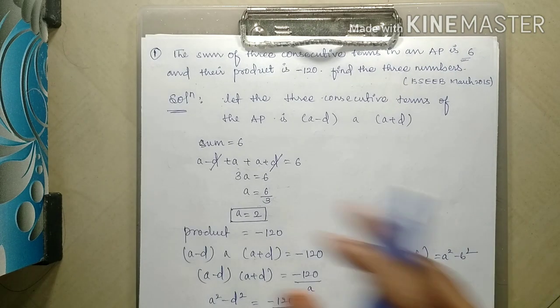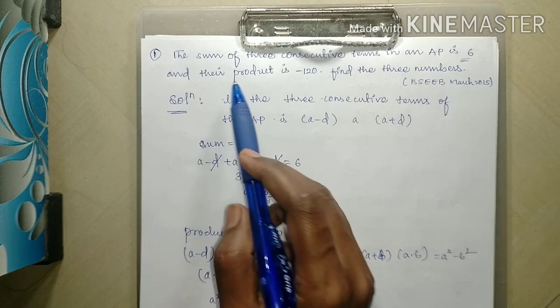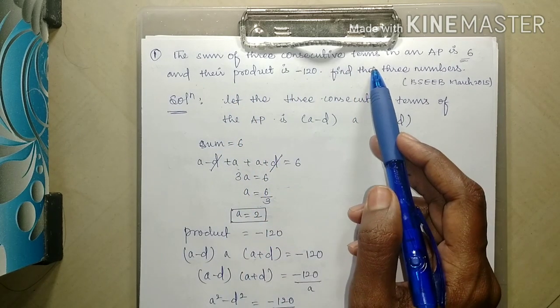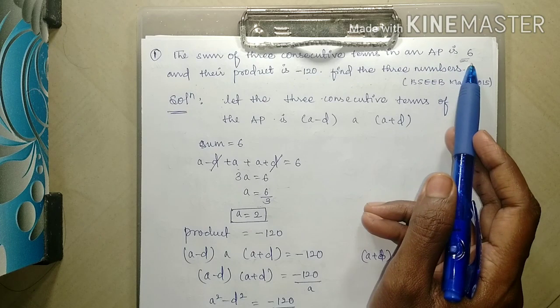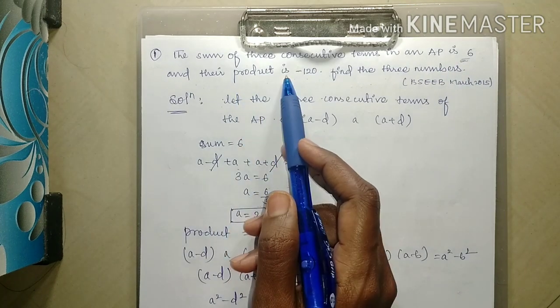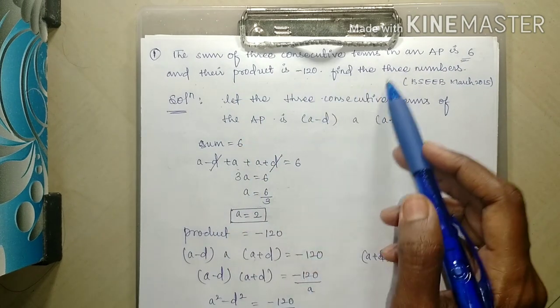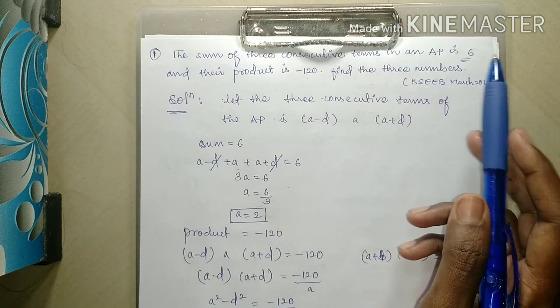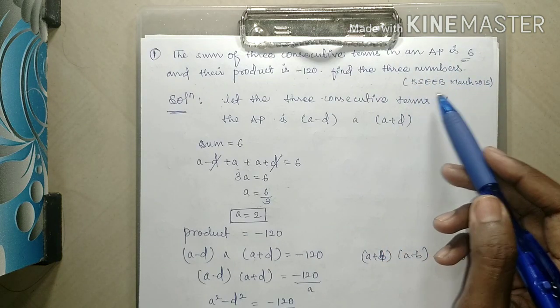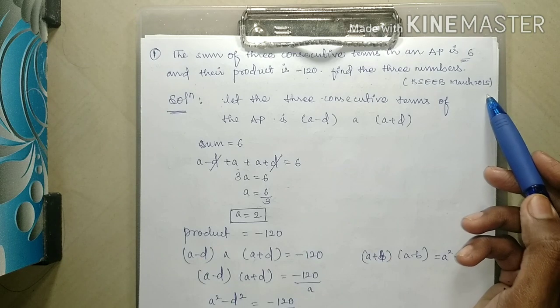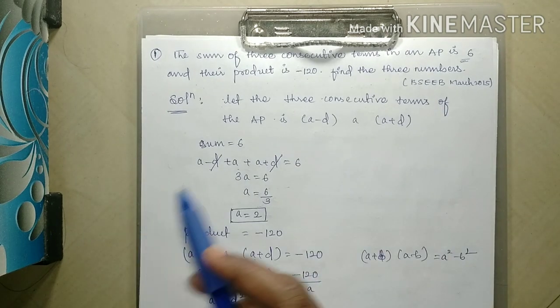So here we have example number 1. The sum of 3 consecutive terms in an AP is 6 and their product is minus 120. Find the 3 numbers. This question is from the KSCEB March 2015 question paper.